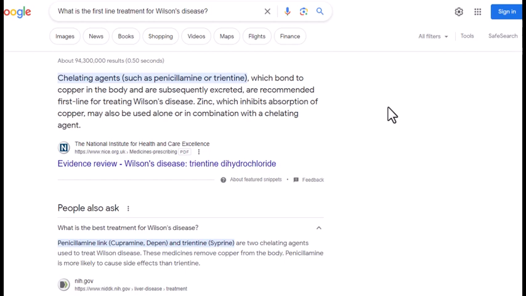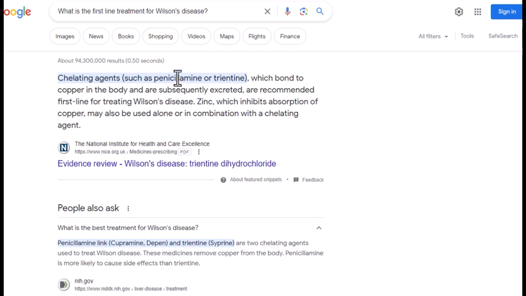So how do we remove excess copper from the body? We use chelating agents. What are chelating agents? These are agents which form complexes with copper, and as a result those complexes are then removed from the body via the kidney, via the urine. So the first line treatment for Wilson disease is chelating agents which form complexes with copper, and as a result copper is eliminated from the body.